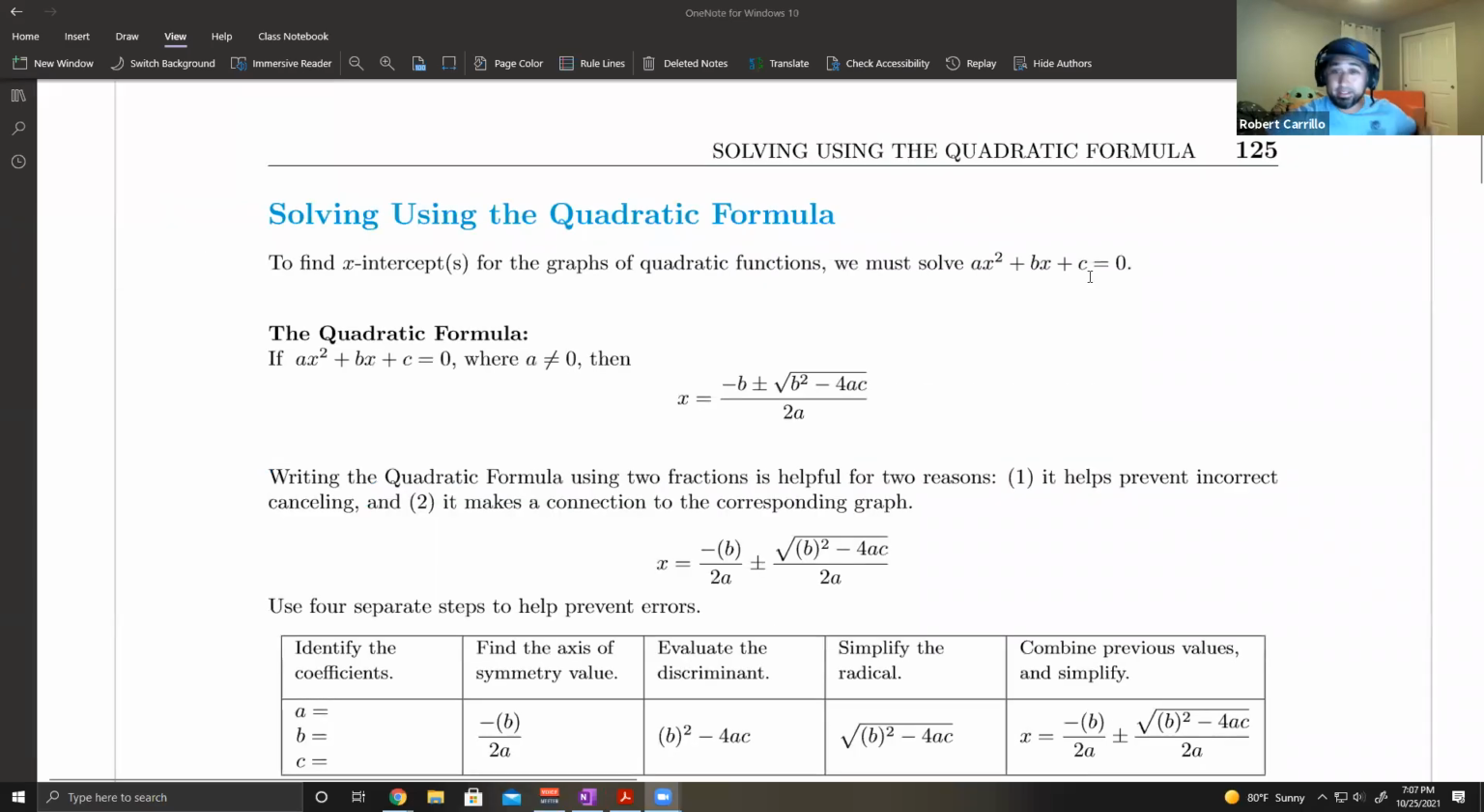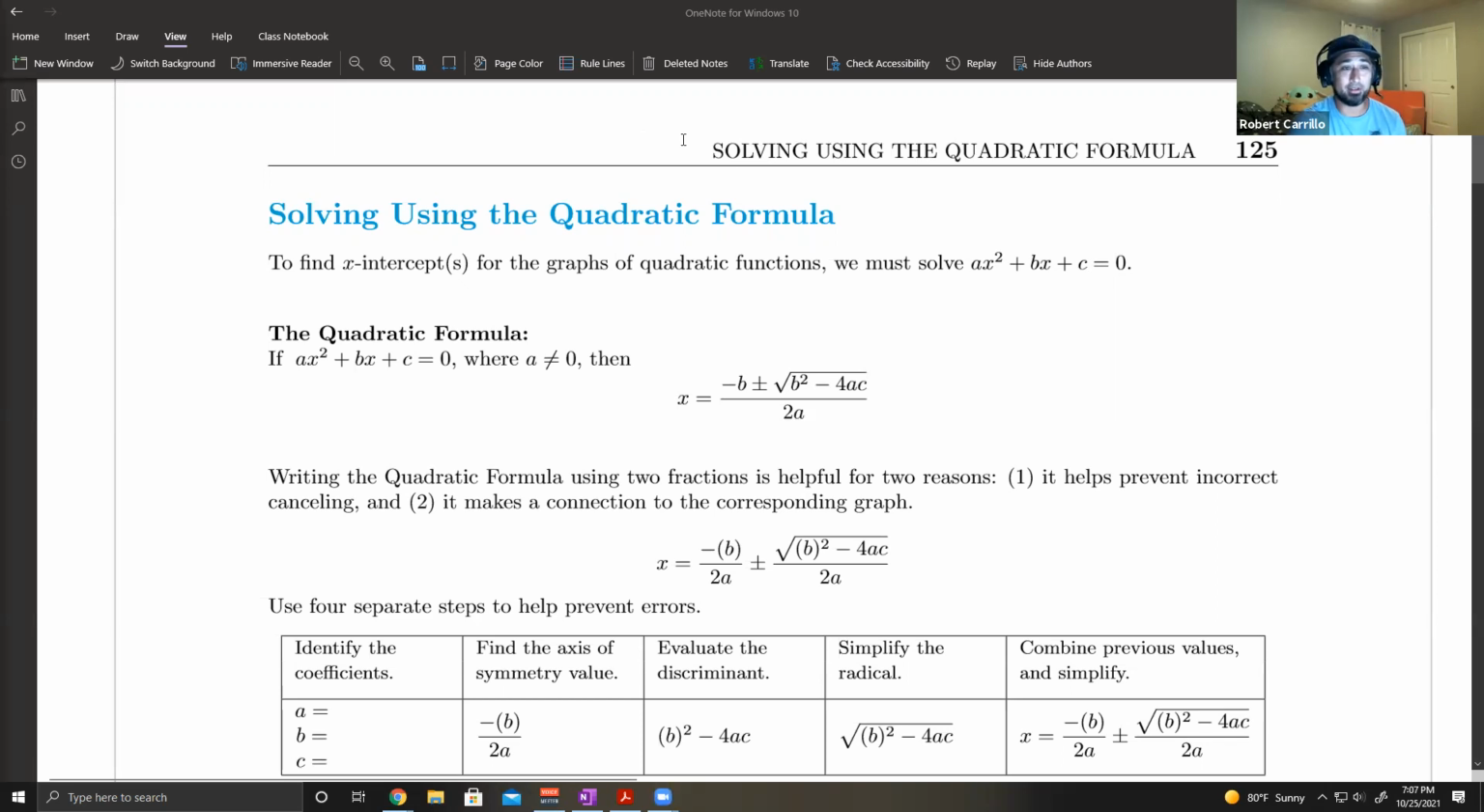Okay, so we will be solving quadratic equations using the quadratic formula today. Does that sound familiar to everybody? Maybe, maybe not. If you're alive out there.